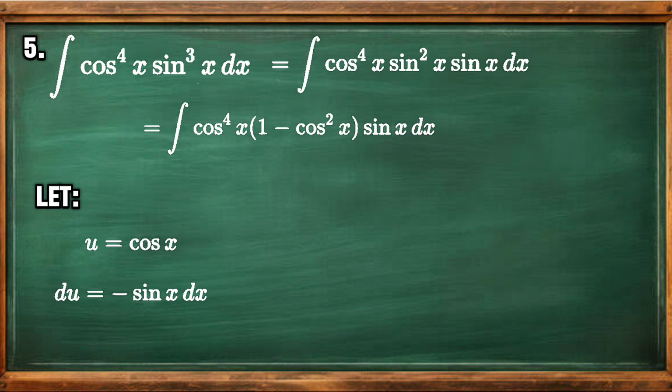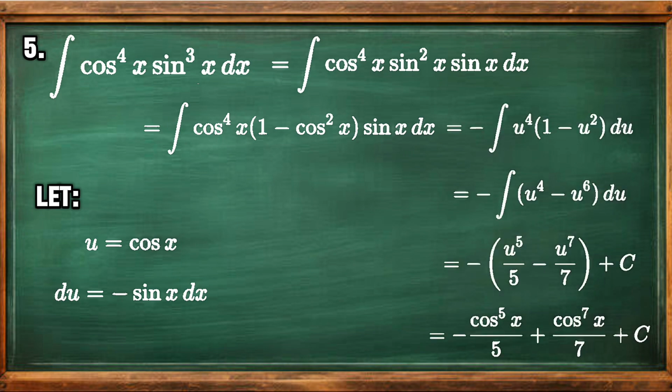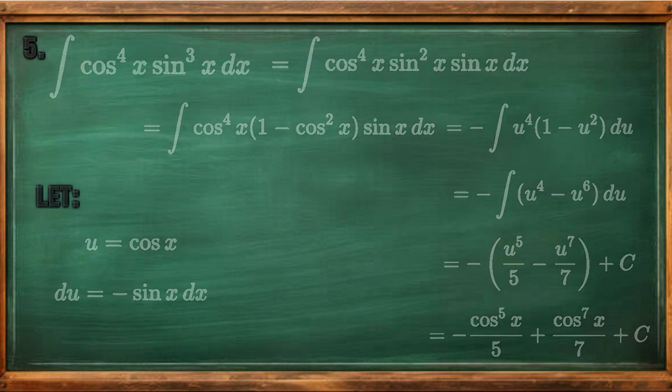So the integral becomes negative integral of u raised to 4 times (1 minus u squared) du, which expands to negative integral of u raised to 4 minus u raised to 6 du. Then, we integrate each term to get negative times (u raised to 5 over 5 minus u raised to 7 over 7) plus c. Then, substituting back the u, which is equal to cosine x, our final answer is negative cosine raised to 5 x over 5 plus cosine raised to 7 x over 7 plus c.